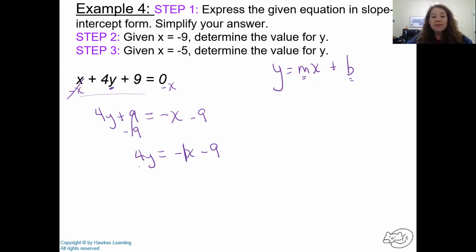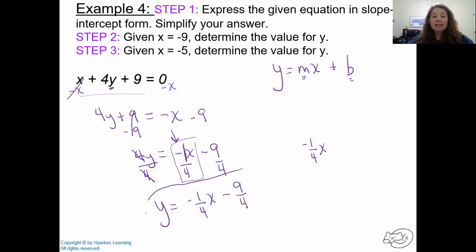And then the last thing I have to do is divide every single term by 4. You don't just divide one term, you divide every single term by 4. So those are gone. So y is equal to, no, I can leave this in fraction form. So this is the same thing as saying -1/4 times x, and then minus 9/4. And that is my equation. That is my slope-intercept form.